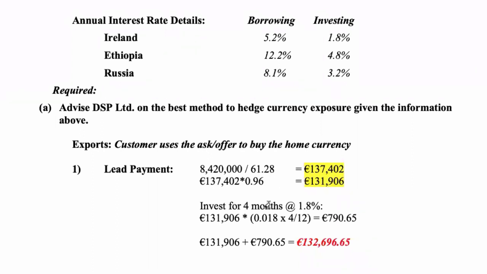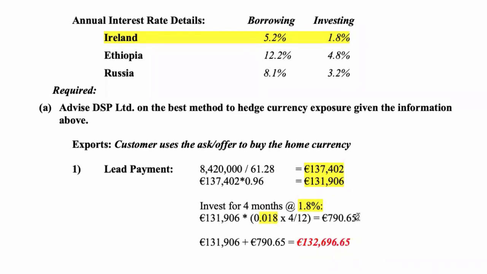It's always going to be invested in Ireland. So I'm going to go back up here, and we're told that in Ireland, which is the home country, the borrowing and the investing rate is as follows. So that's why I have the 1.8% here. We're investing for 4 months at 1.8%. Sometimes we mistakenly, by rushing into it, might see that as 0.18. So remember, always take a moment and divide that percentage by 100. So we have the 0.018 for a 4-month period. That's why we're multiplying it by 4/12.